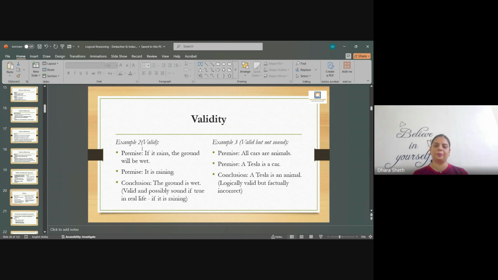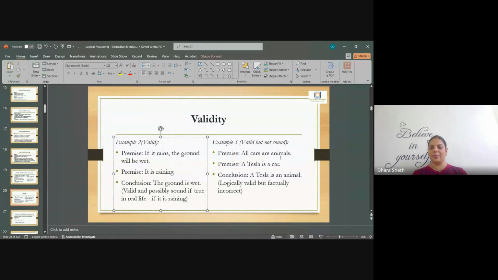Another example. If it rains, the ground will be wet. It is raining, so the ground is wet. Possibly true in real life also if it is raining. But there is a possibility that there is a roof on the ground. If premise 1 is true, then this has to be true. But is this true or not? We don't know. However, the arguments follow logic. That is why it is valid.